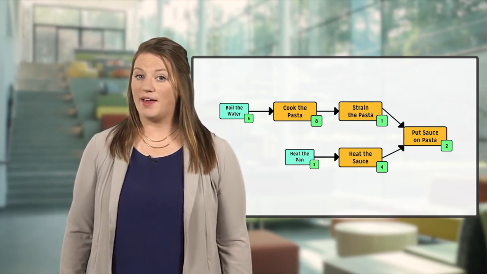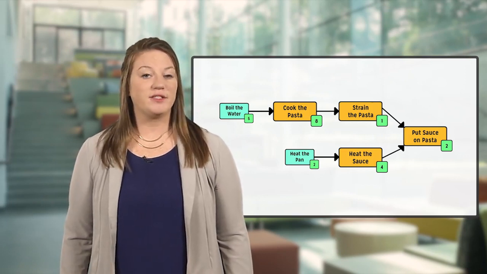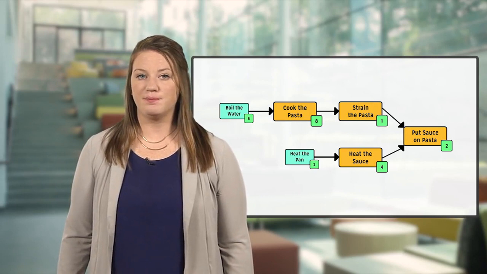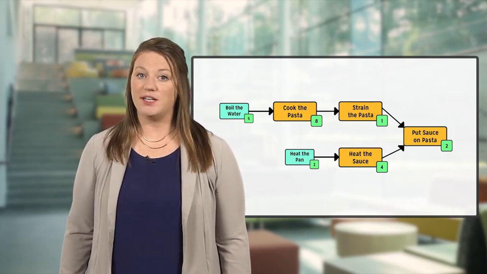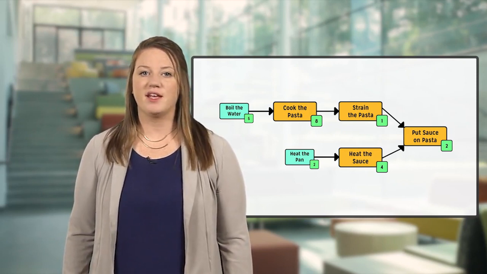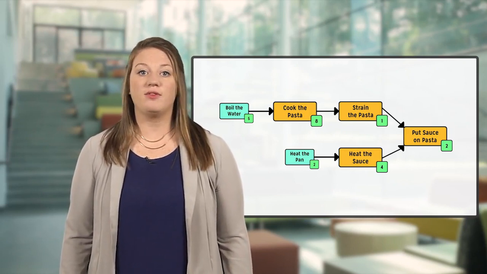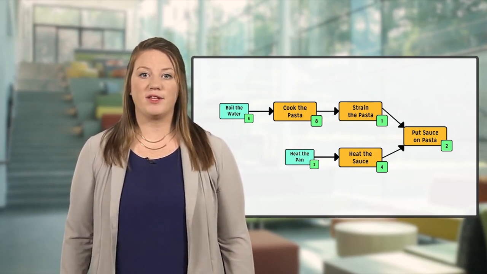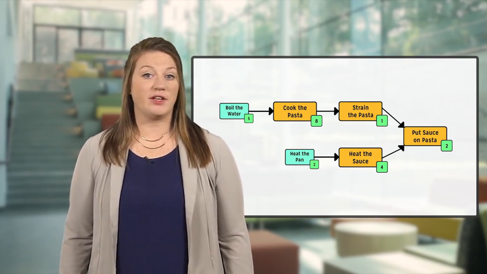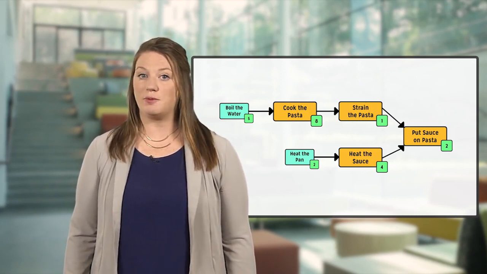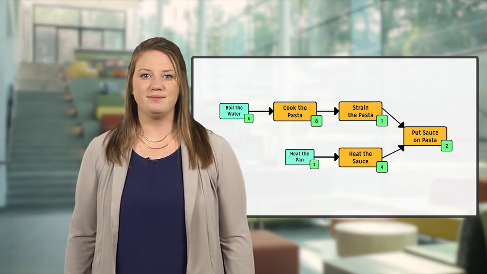CPM charts have paths. A path is a sequence following the arrows that you can take from one task to another. In this particular segment of a CPM chart, there are two beginning to end paths. This means the paths go from the beginning to the end of the chart. One begins with boiling the water and ends with putting sauce on the pasta. The other begins with heating the pan and ends with putting sauce on the pasta.